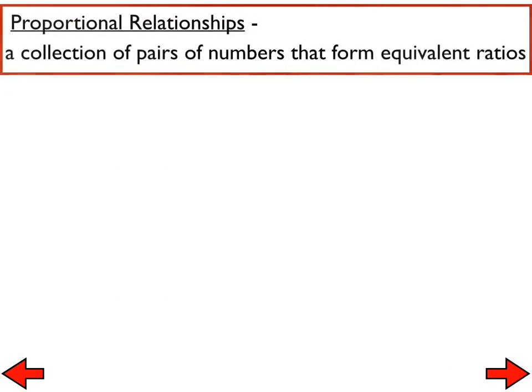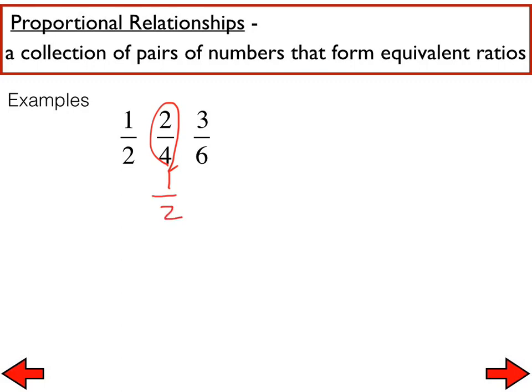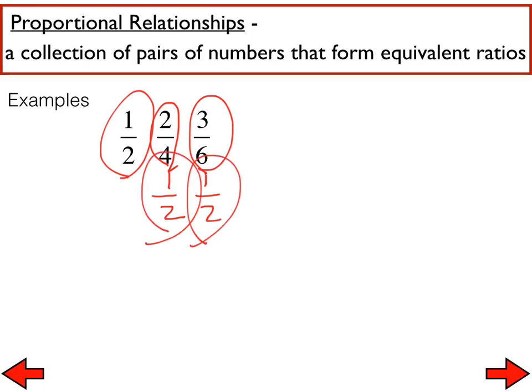So, example of collections of pairs of numbers that form equivalent ratios. All of these 3 right here, these form a proportional relationship. The reason why they do is because 2/4 is also 1/2. This simplifies to 1/2, and this simplifies to 1/2. Since they all are equivalent or the same fraction or same ratio, that means that is a proportional relationship. So we're just extending it to more pairs of numbers there.